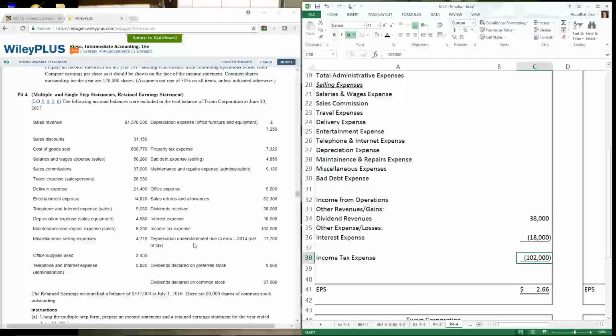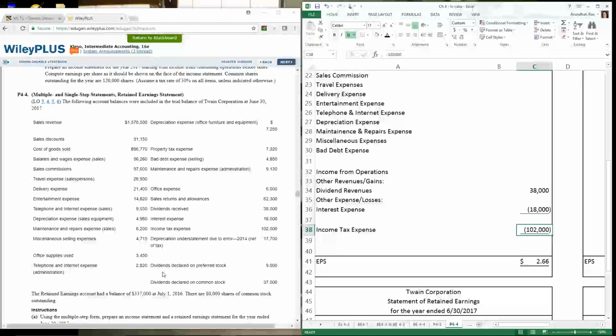Depreciation understated due to an error made in 2014. This number is going to be an adjustment to retained earnings. It has nothing to do with the income statement. So for now, I'm going to skip that. Dividends declared on preferred stock, that goes in retained earnings statement, as does the dividends declared on common stock. That goes into the retained earnings. Okay, so these last three items, mark these, so these go into retained earnings, and we'll come back and address these.